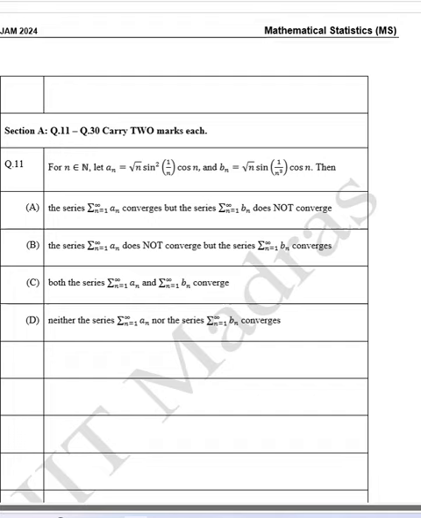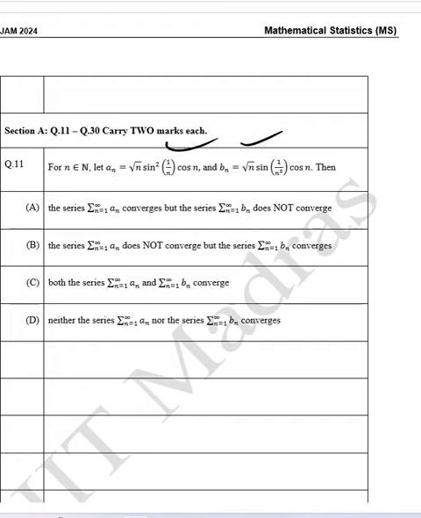Question number 11, IIT JAM Mathematical Statistics. An is root n cos square, this thing. Okay. So Bn is also given.